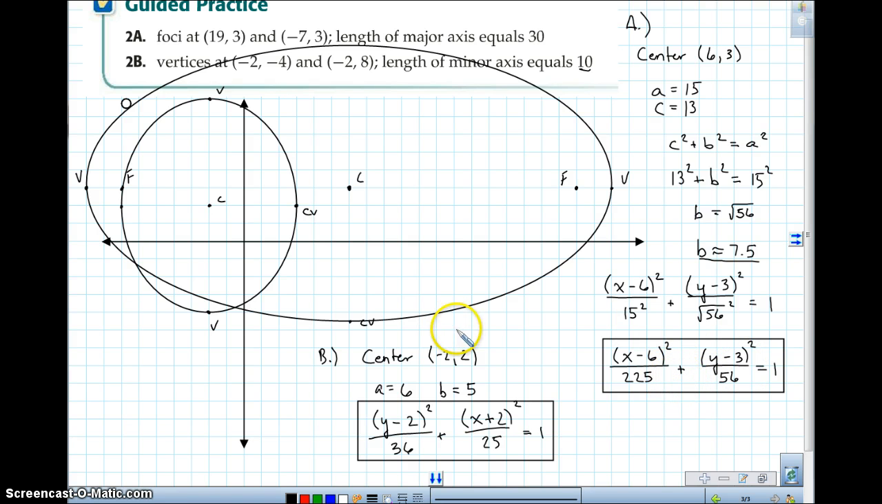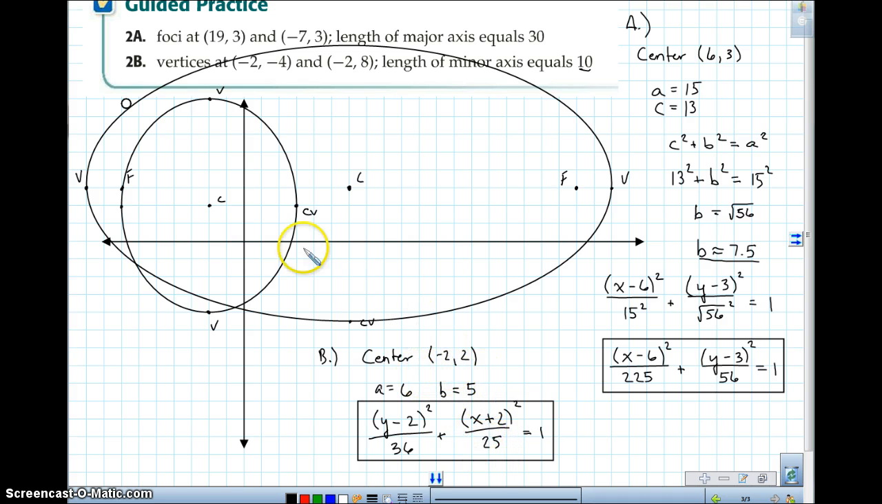And letter B was actually a lot simpler, was smaller to begin with. The vertices at -2, -4, and -2, 8, their center point was going to be at -2, 2. And then when you solve, a was 6. However, this was a vertical ellipse, right? It was longer up and down than it was left to right. So we're going to reorder our equation. It's y minus k over a squared. So I got y minus 2 squared over 36 plus, and then you put your x component over here over b. So it was x plus 2 squared over 25.